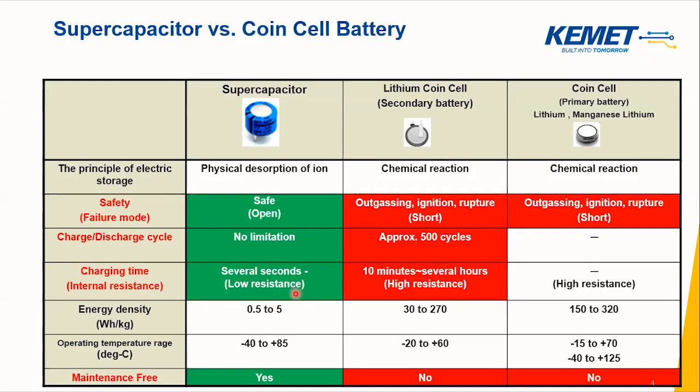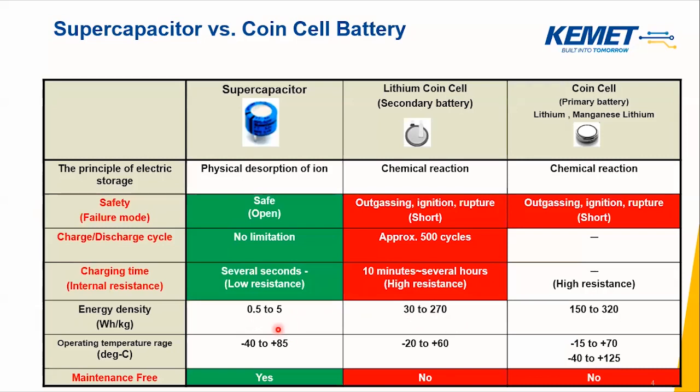The charging time is another thing which makes them popular for some applications. It takes several seconds, because they have quite low resistance compared to lithium coin cells, which have a high resistance. For them, the charging time can be 10 minutes or several hours, but supercapacitors are really fast. When it comes to the energy density, of course, they don't have as high an energy density as the lithium coin cells. They have a lower one.